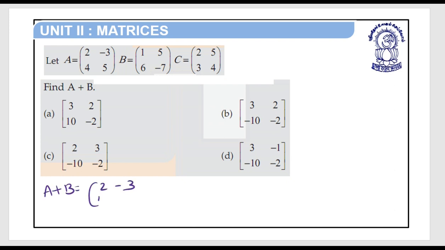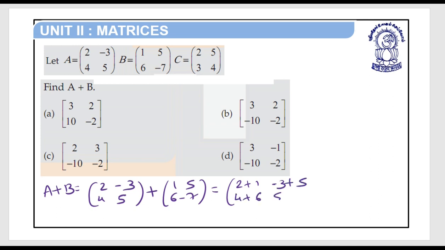A plus B: 2, minus 3, 4, 5 plus 1, 5, 6, minus 7 is equal to 2 plus 1, minus 3 plus 5, 4 plus 6, 5 minus 7, is equal to 3, 2, 10, minus 2. So the answer is 3, 2, 10, minus 2. Answer is A.